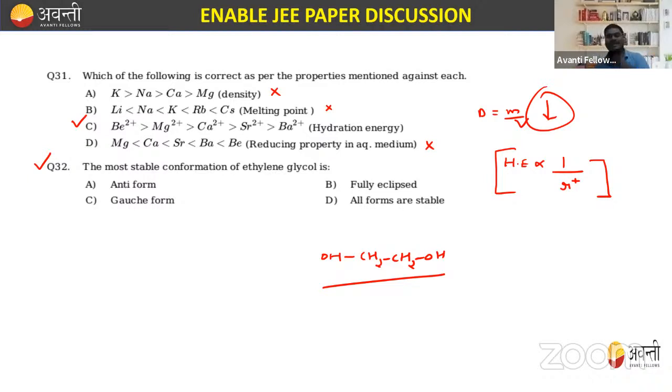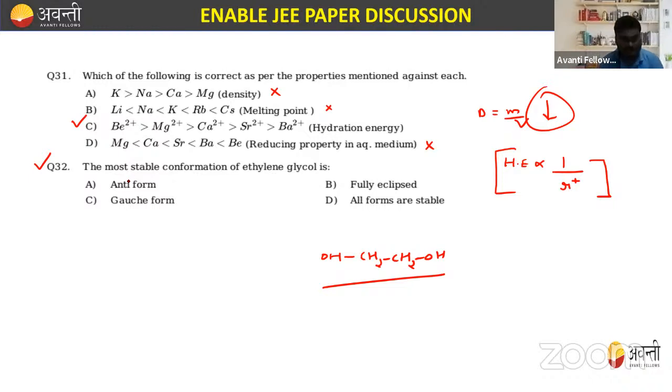Okay, so in ethylene glycol, observe one important property. Whenever we talk about alcohol, we know that alcohol forms hydrogen bonding, right? So in the gauche form, they are more stable. Why are they more stable? Because in the gauche form, they form hydrogen bonding, and this hydrogen bonding is responsible for their more stability. If the hydrogen bond is absent, if we do not consider the hydrogen bond, then we can say that the anti form is also stable. But in the gauche form, due to the hydrogen bonding present, the gauche form is much more stable as compared to any other form, right?